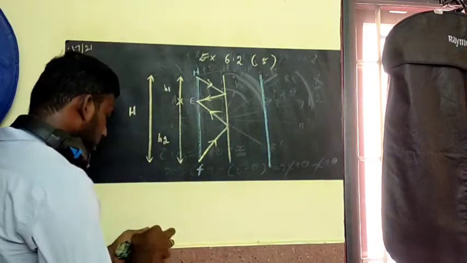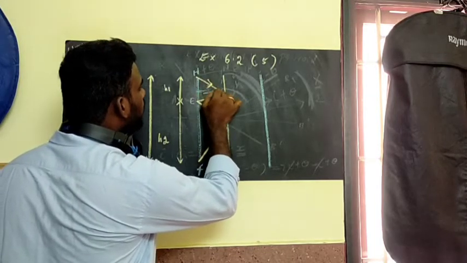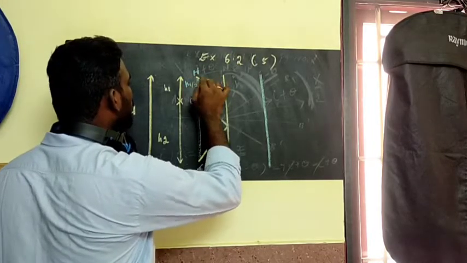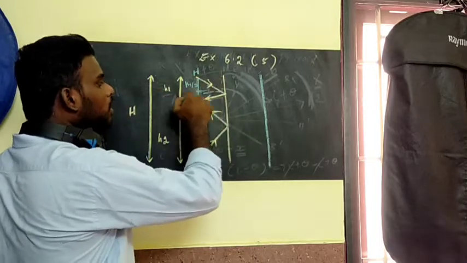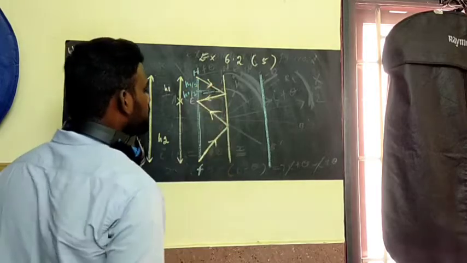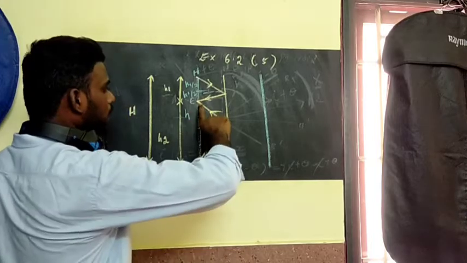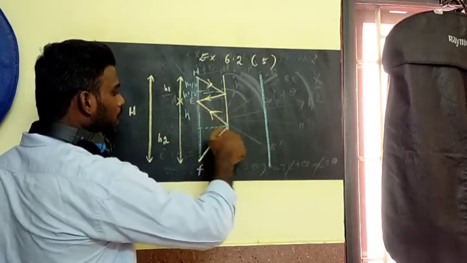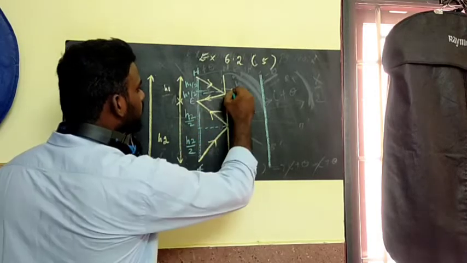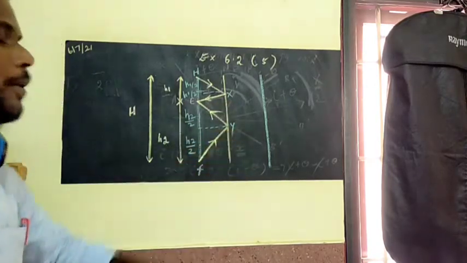So you can see that this is the bisecting line, the normal to the mirror. And this will be h1 by 2. We are dividing this total height h1, this one is h1 by 2, and this also is h1 by 2 ma. Like that, if we draw the normal to this side, we are dividing this total height h2 equally, that is h2 by 2, and this is also h2 by 2. And this I can take as x, and this as y.